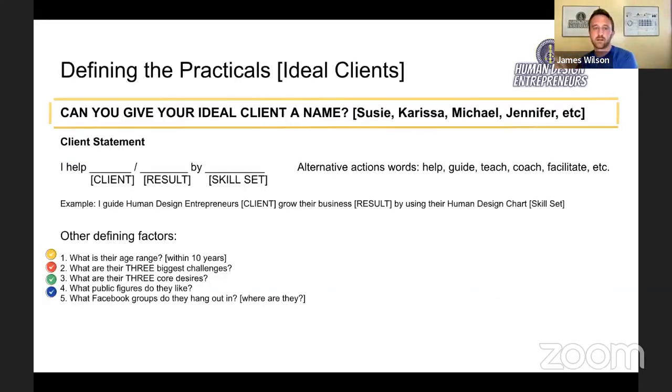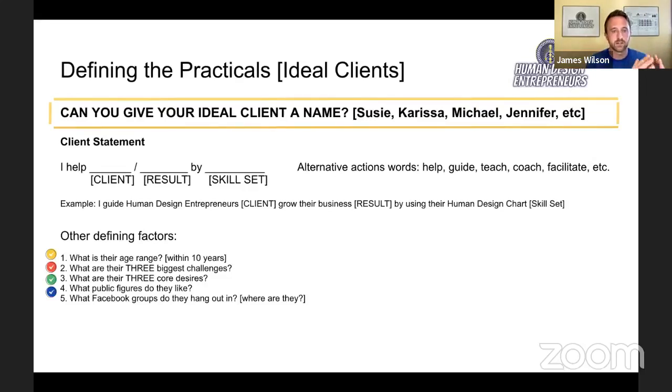Okay, defining the practicals. This is where it's very point value. Can you give your ideal clients a specific name? Could it be Susie, Carissa, Michael, Jennifer? Any name. And if it seems silly, just try it out. Comment and let me know, does your client have a specific name? Or is there a favorite client that you've worked with in the past? If you can develop 3 or 4 of your favorite clients you've worked with in the past and start to find a narrative or the archetype of what do they all have in common.